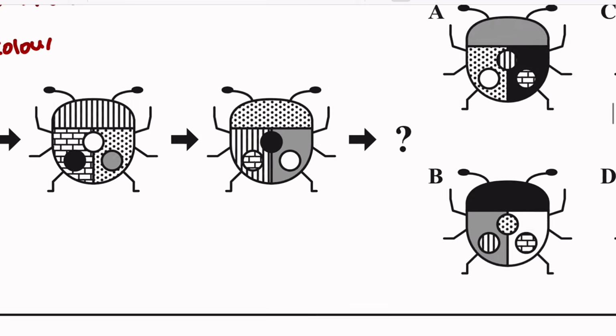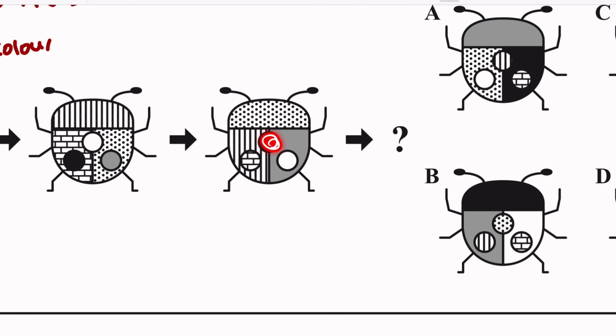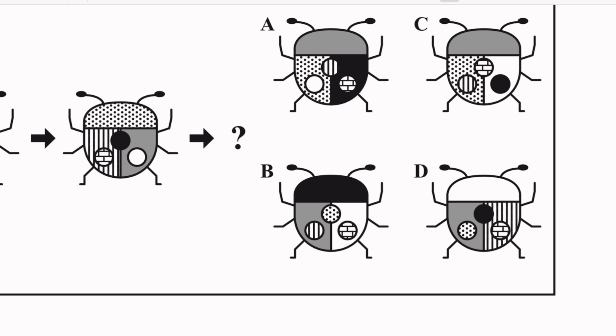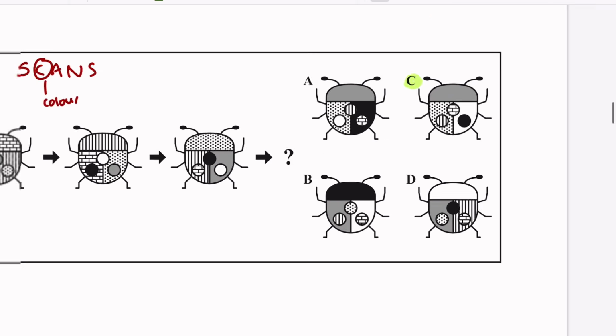So using that logic, where should the black color go now? It should move into this circle. So which one has black in the far right circle? C does. So that's why C is our answer.